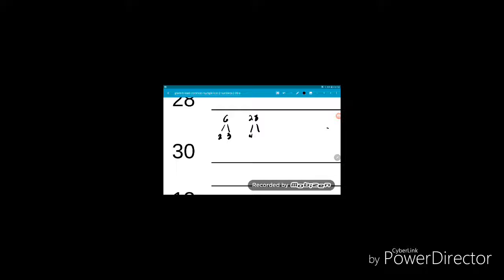4 and 7. Do you have any primes so far? Well, we have this one, this one, and that one. So those are prime. Now this one, 2 and 2. These are prime.